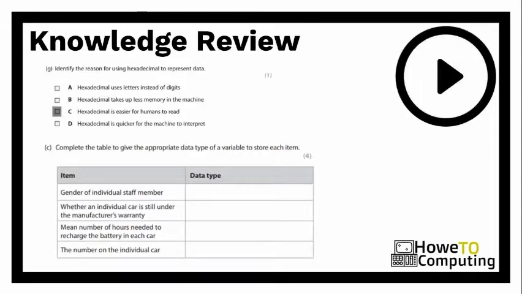Okay, so welcome back. So the first question, XS was easy for you to read, so it would be C. And then these are the data types. So gender is a character, so a single letter. You could also have a string for that. Boolean, obviously true or false. Real, because it's a mean number, so it might be a decimal. And then the card number will be an integer because it's a whole number.